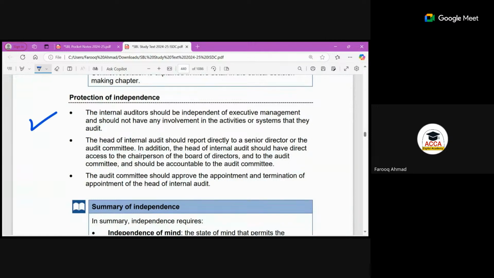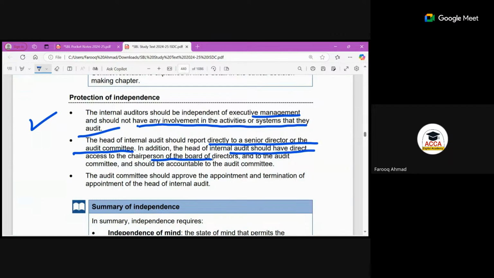How is independence protected? The internal auditor should be independent of executive management and should not have any involvement in the activity or system that they audit. The head of internal audit should report directly to a senior director or the audit committee. In addition, the head of internal audit should have direct access to the chairperson of the board of directors and the audit committee and should be accountable to the audit committee. Absolutely, the audit committee should control the termination and appointment of the head of internal audit. So they have control there.